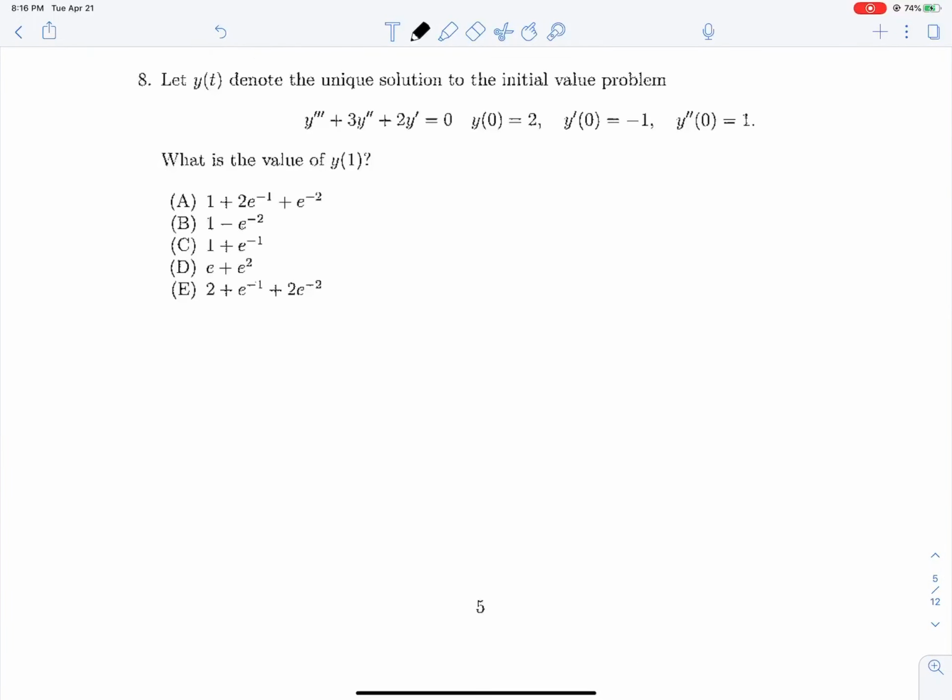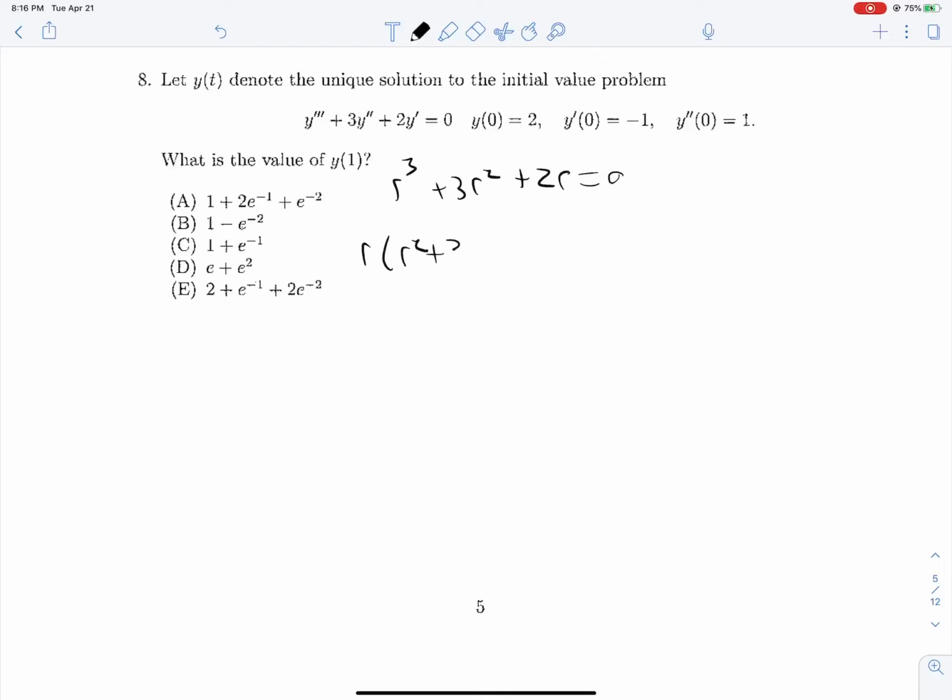8. Let y denote a unique solution to this initial value problem. What is the value of y at 1? Okay, so solving this, we're just solving our characteristic equation, r cubed plus 3r squared plus 2r is equal to 0.